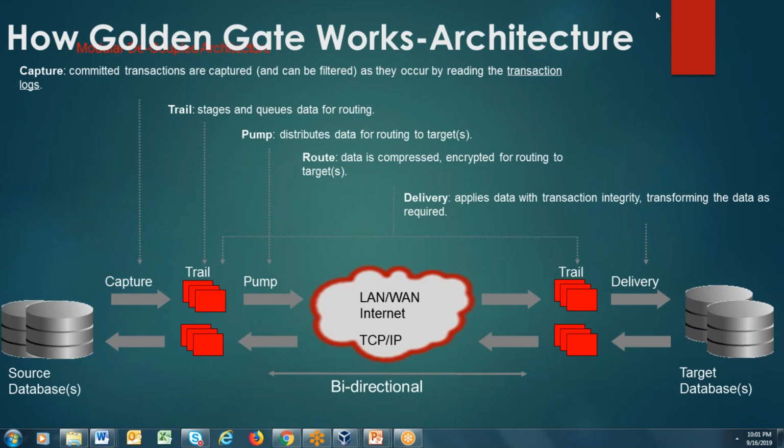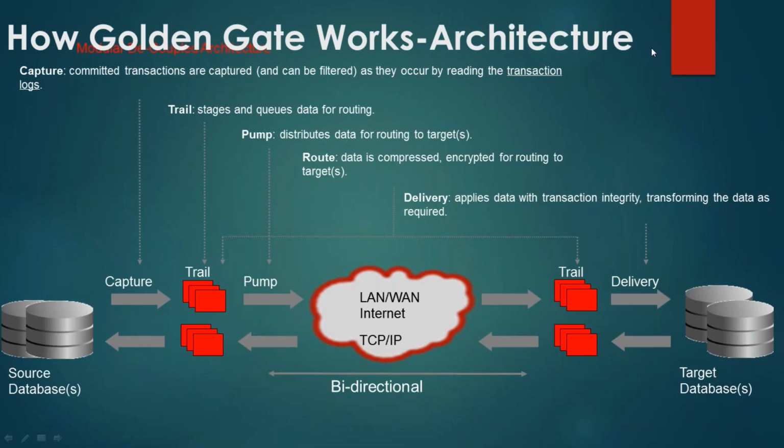Now the Goldengate capture process reads the transaction logs in sequential order and captures only committed transactions. Remember, as we discussed, the logs contain committed as well as uncommitted transactions, so Goldengate captures only committed transactions. Once the transactions are captured by the capture process, which is also known as extract process, it writes them to the trail files. These trail files are binary format files which are platform independent.